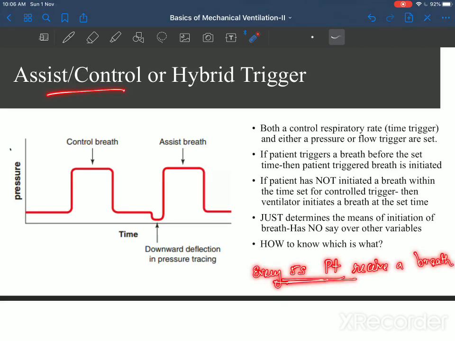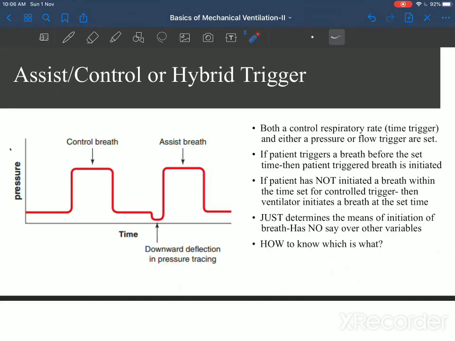If the patient is triggering a breath at 4 seconds or 3 seconds, then it will be a patient triggered breath. If by 5 seconds the patient is still not initiating a breath, then the ventilator will think, this is not happening properly, my time is up, so I will initiate a ventilator triggered breath. So this determines the means of initiation but has no say over other variables.